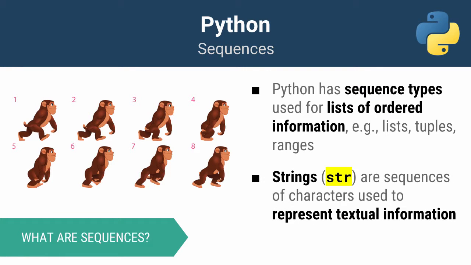In programming, keeping track of ordered information, like lists, is extremely important. The same is true for Python. Python has a variety of different data types that are called sequences. Sequences are what they sound like, ordered lists of information, things that happen in a sequence. The most important sequence that you're going to need to know is what's called a string. Strings are sequences of characters used to represent the textual information that we want to work with.